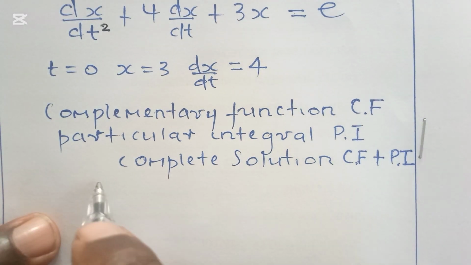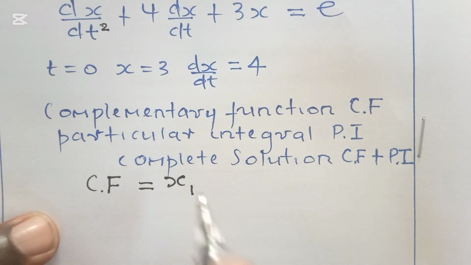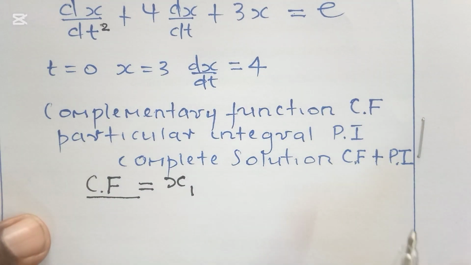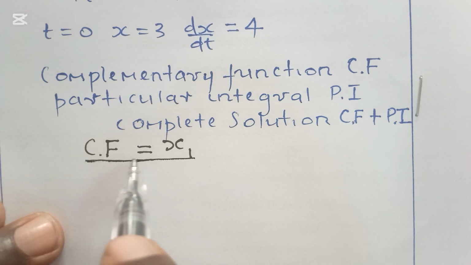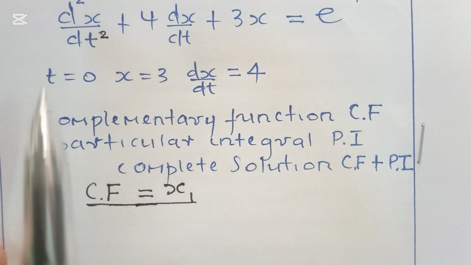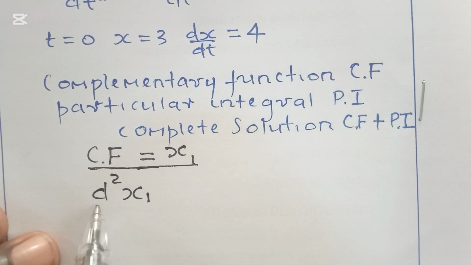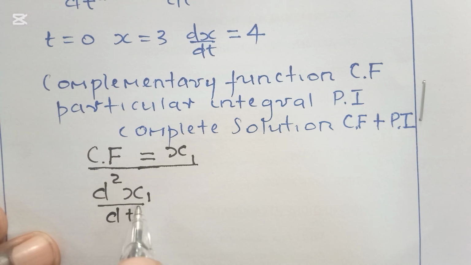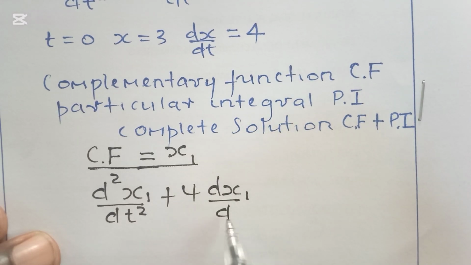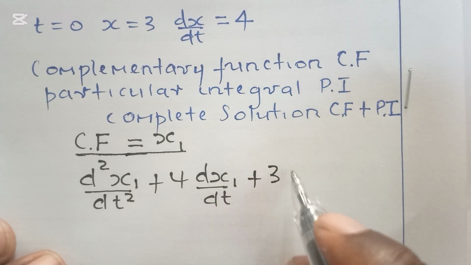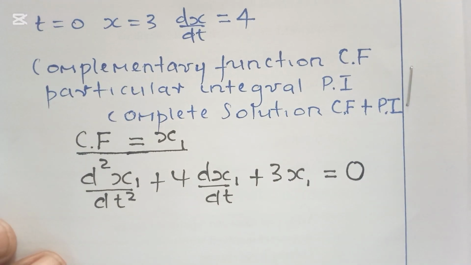And guys, the complementary function is given by x subscript 1, and this is what we are going to start with. So for x1, we are going to write the equation once again, and this is how we are now going to write it: d squared x1 over dt squared plus 4 dx1 over dt plus 3 x1 equals, for the first solution, 0, like that.